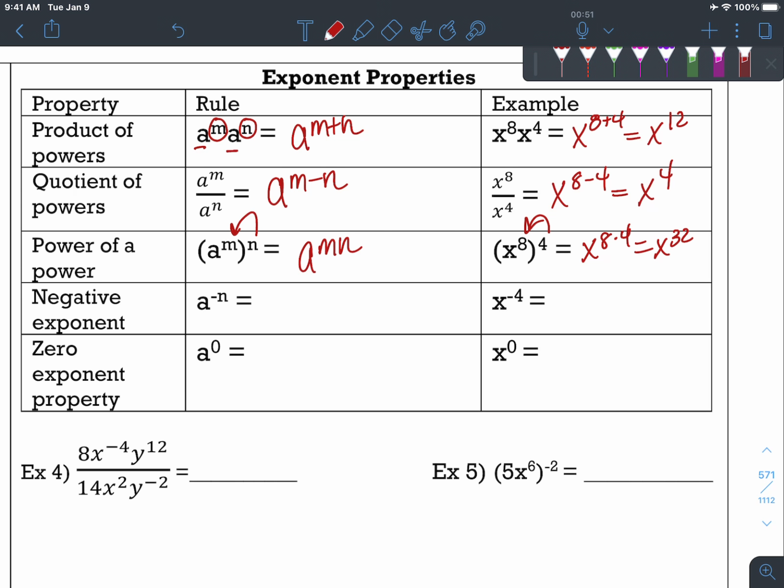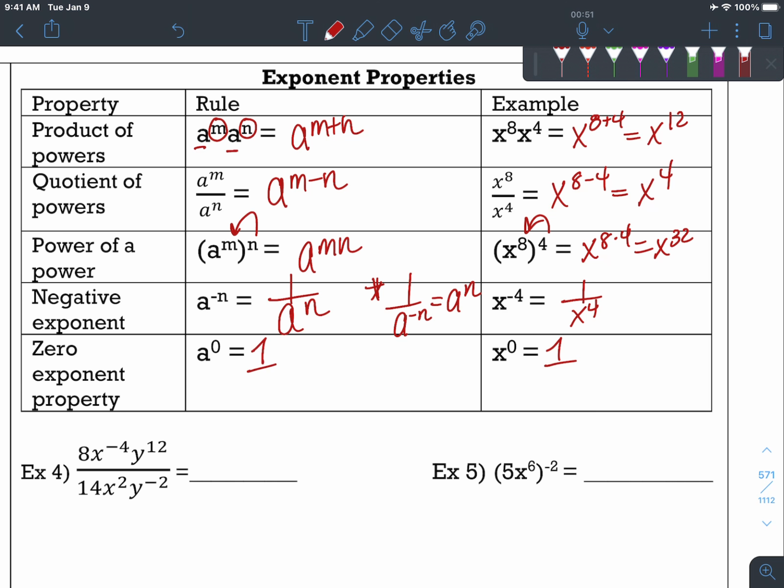Now if I see a negative exponent, all I have to do is flip it, drop the sign. As a side note, if I see a negative at the bottom, I can just flip it and drop the sign, and it can move to the top. So over here, this would give me 1 over x to the power of 4. There's also the zero exponent property, which means anything to the power of 0 other than 0 is always equal to 1.